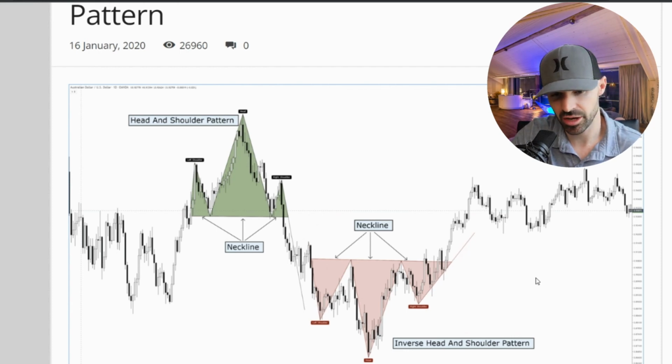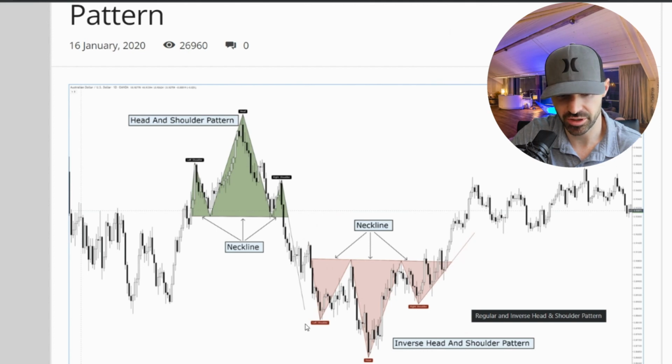So a head and shoulders pattern is only validated when it breaks the neckline and puts in the left shoulder, head, and the right shoulder.